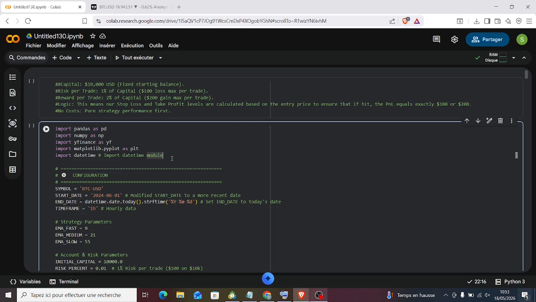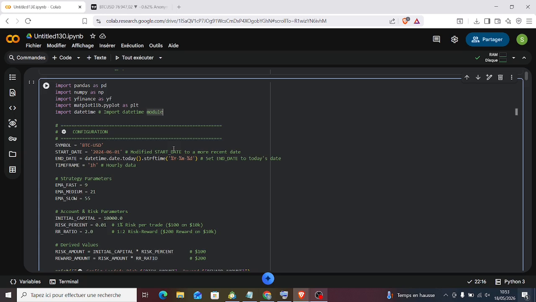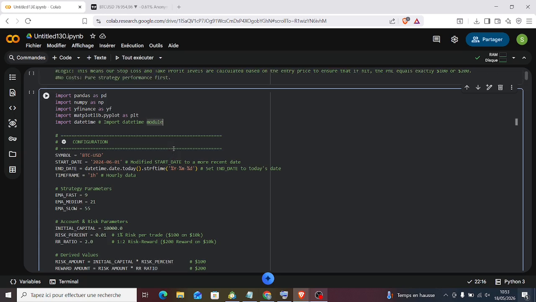We will start with a perfect simulation. A perfect simulation means there are no costs. No spread, no slippage, no commission. You simply enter the position based on your signal. Then, if the edge is actually real, we will test whether the strategy can survive real market conditions.